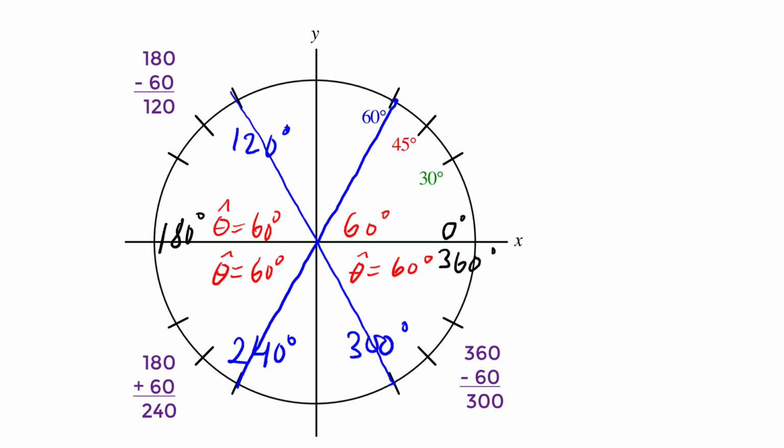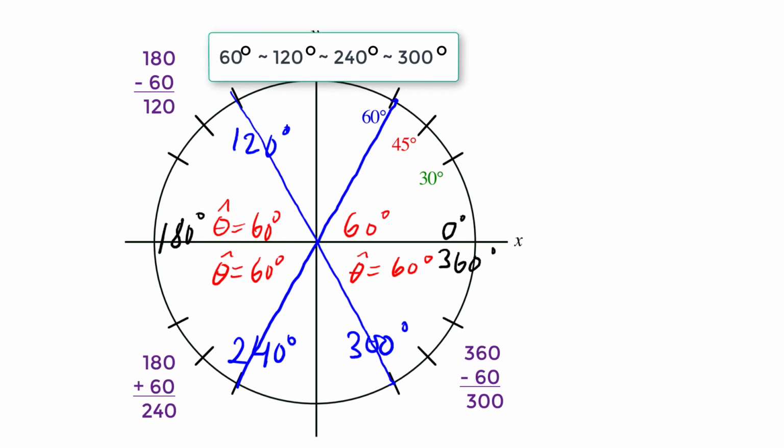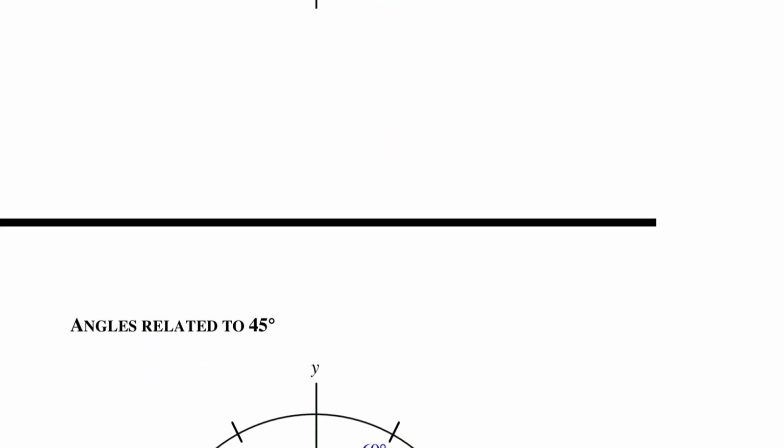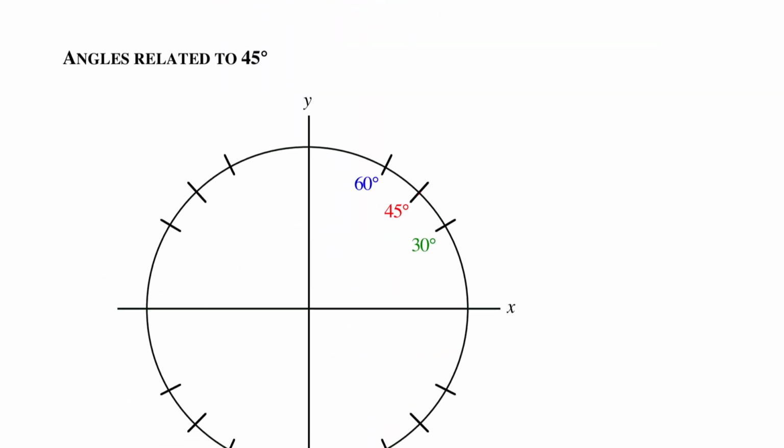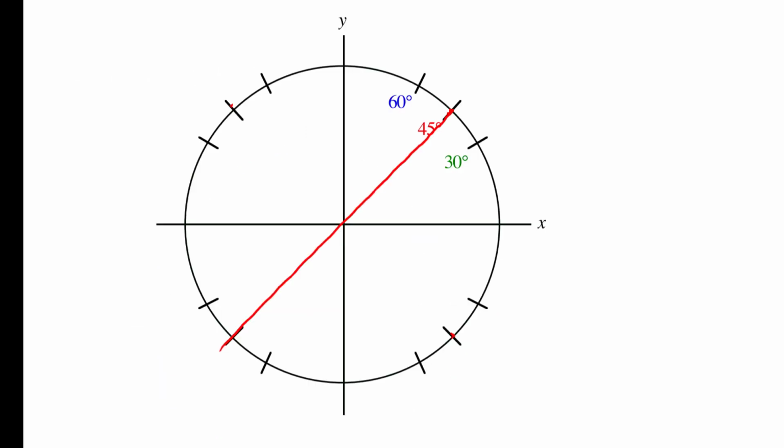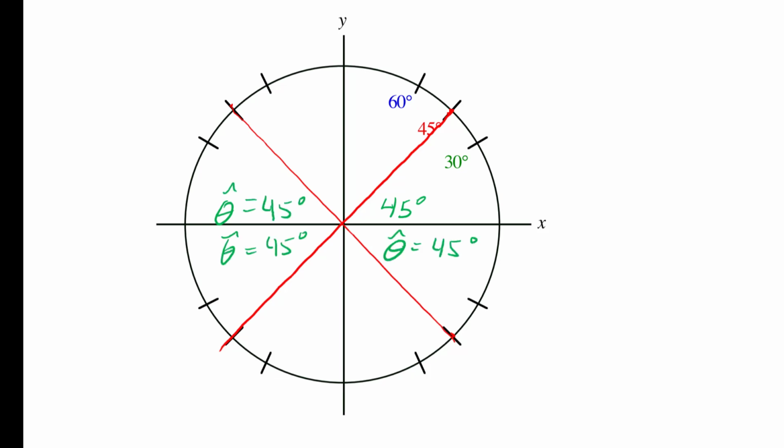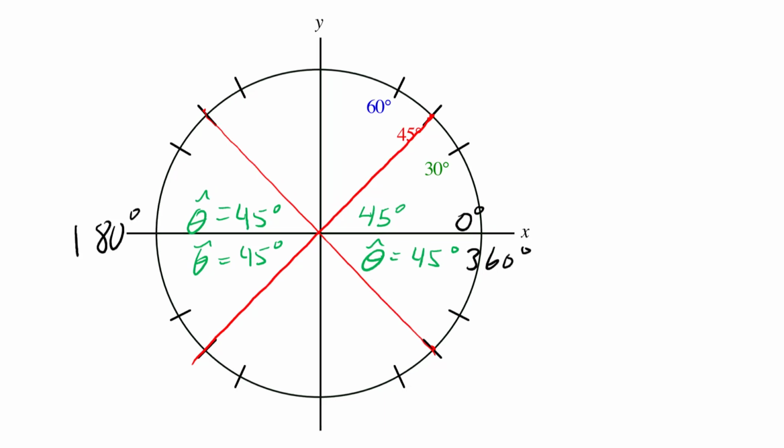In quadrant 4, you see we subtract it from 360 degrees. And so all of these angle measures are related to each other: 60, 120, 240, and 300. They're all 60 degrees away from the x-axis. We can do the same thing for 45 degrees. Here we draw the diameters, 45 degrees in quadrant 1, but theta hat is 45 degrees in the other quadrants. And we always compare these to the x-axis: 0 degrees, 180 degrees, 360 degrees.